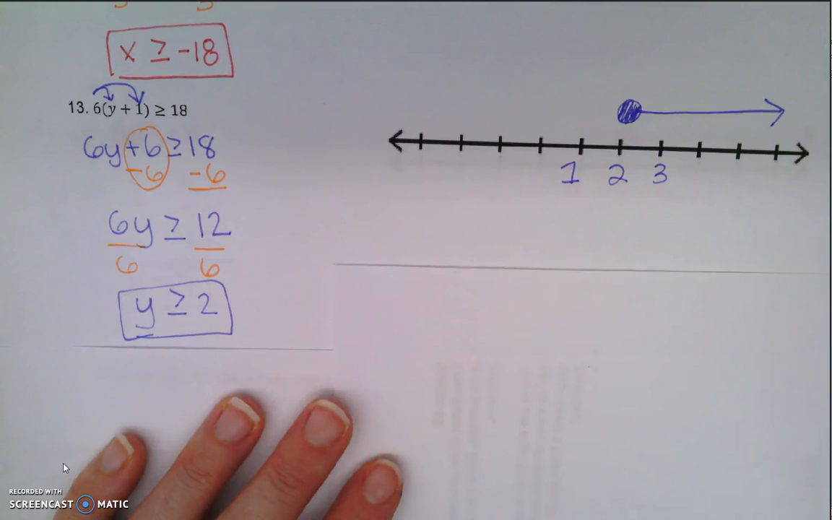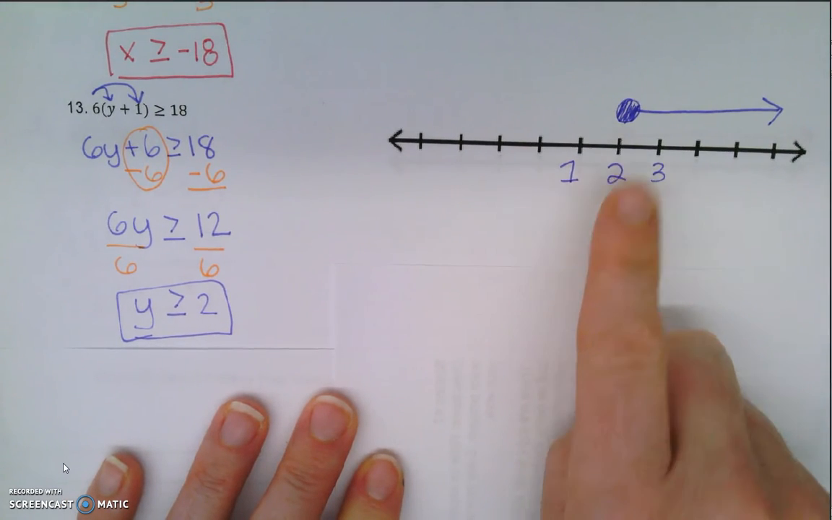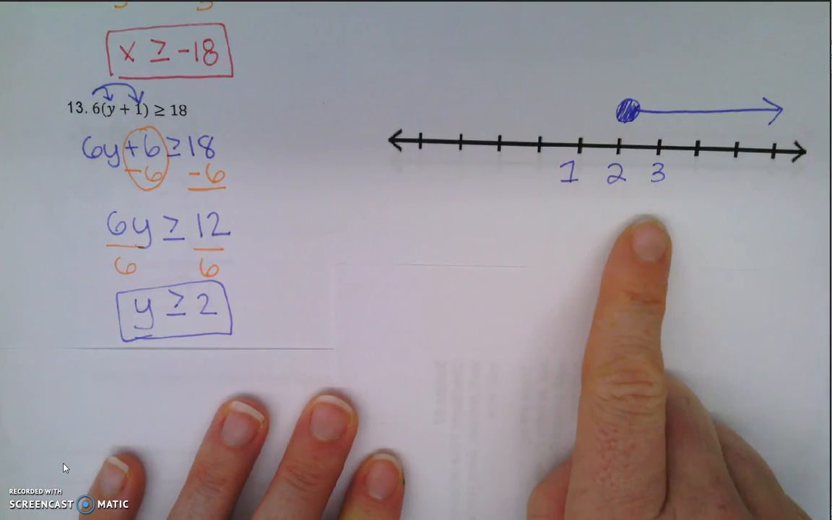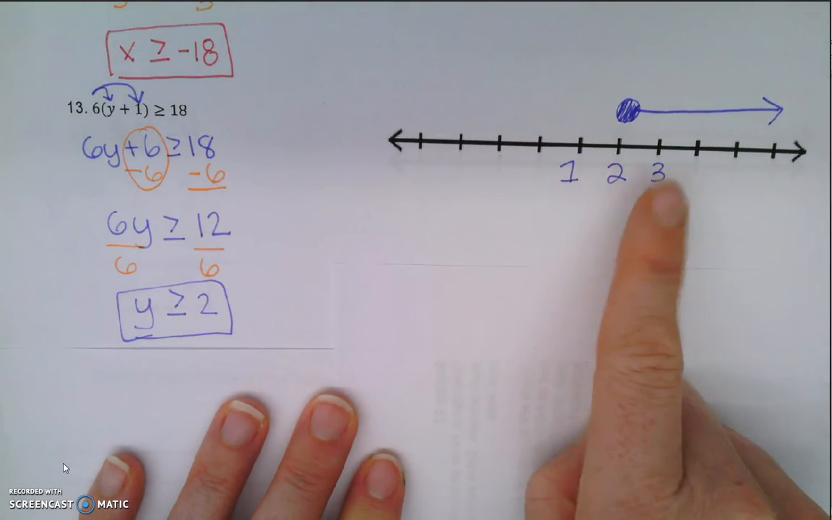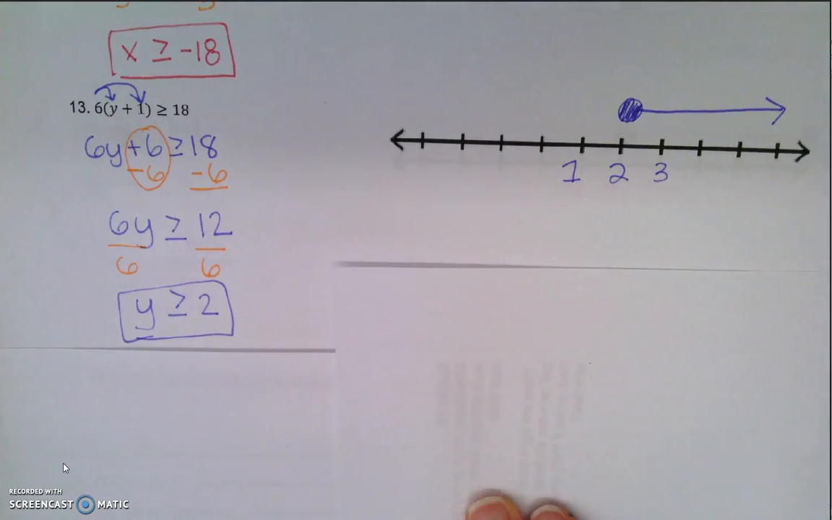Let's look at our number line graph for the solution set. Closed circle at 2, our boundary number, and shaded to the right. Don't forget to label your number line appropriately with one number less and one number more than your boundary number.